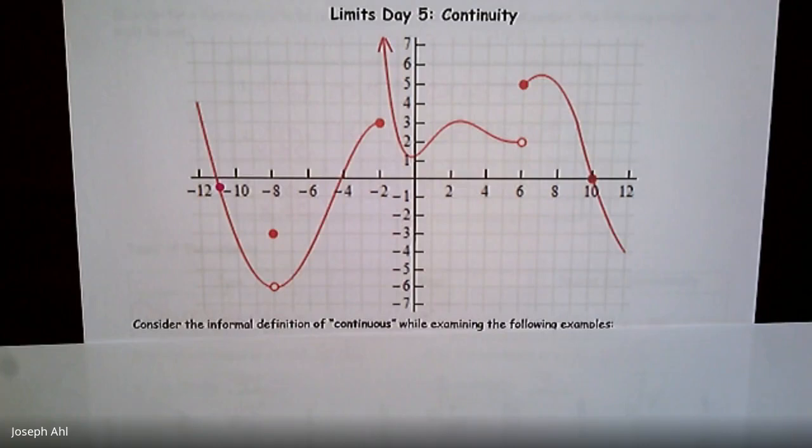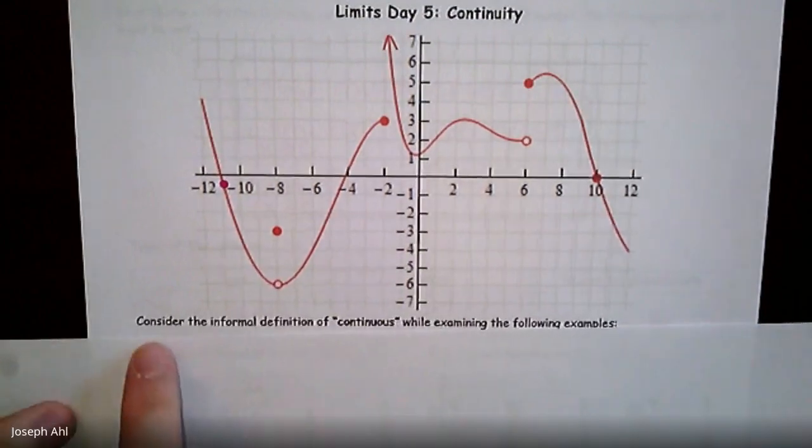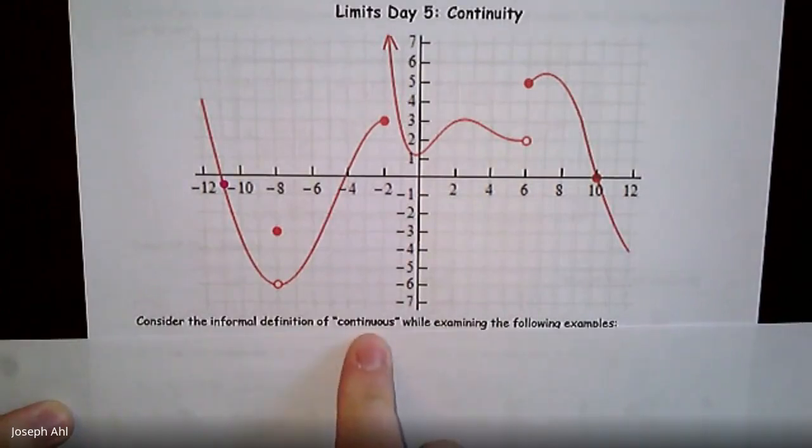We have at the very start of today's notes a somewhat crazy looking intense piecewise function of some sort. And what I would like you to do is, after I give you some quick direction here, hit pause and then try this page on your own, because I think you'll be able to answer a lot of the questions. It says right below this to consider the informal definition of continuous while examining the following examples.